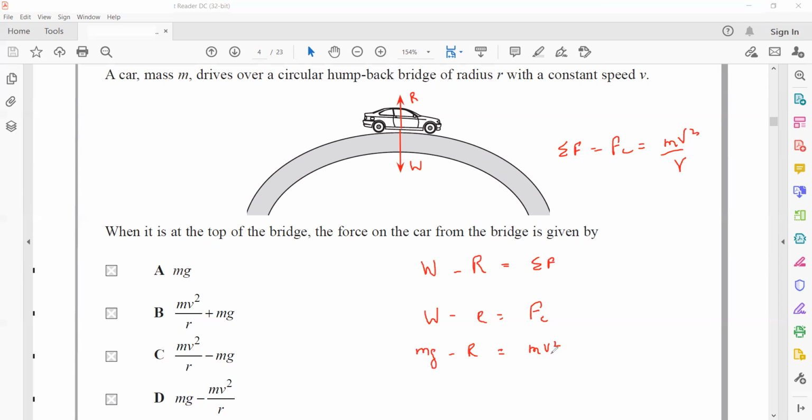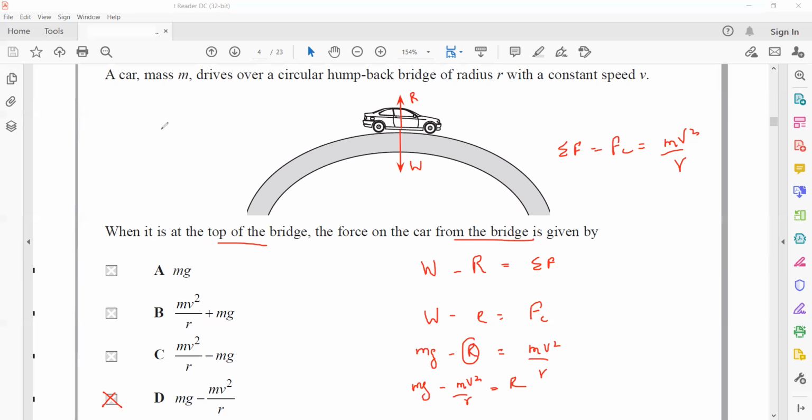What is the centripetal force? It is mv square over r. So we need this R, because they're asking in the question, when it is at the top of the bridge, the force on the car from the bridge. So the normal contact force they are asking. So what about R? It will be mg minus mv square over r, because this will move towards left and R will move towards right. So R will be equal to mg minus mv square over r. So it will be D as the right answer. Is it clear?